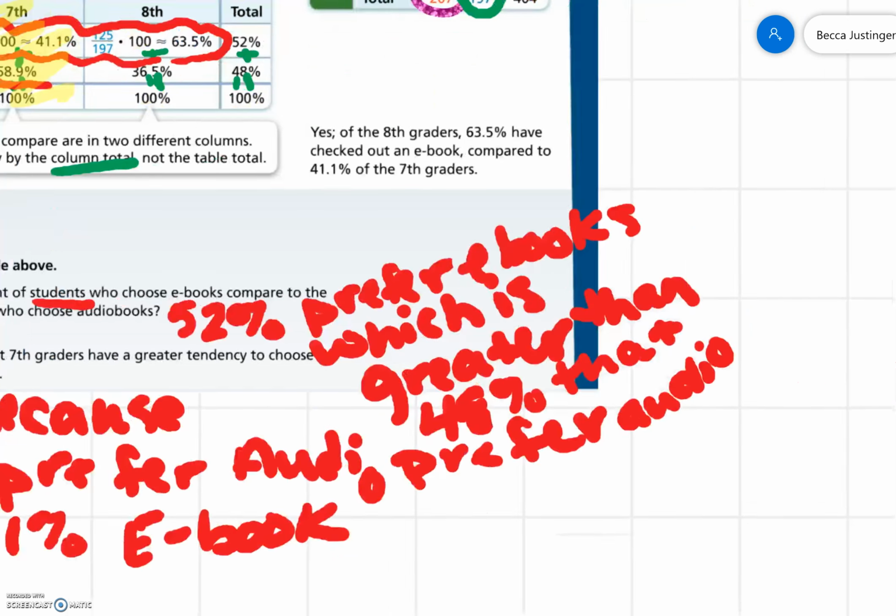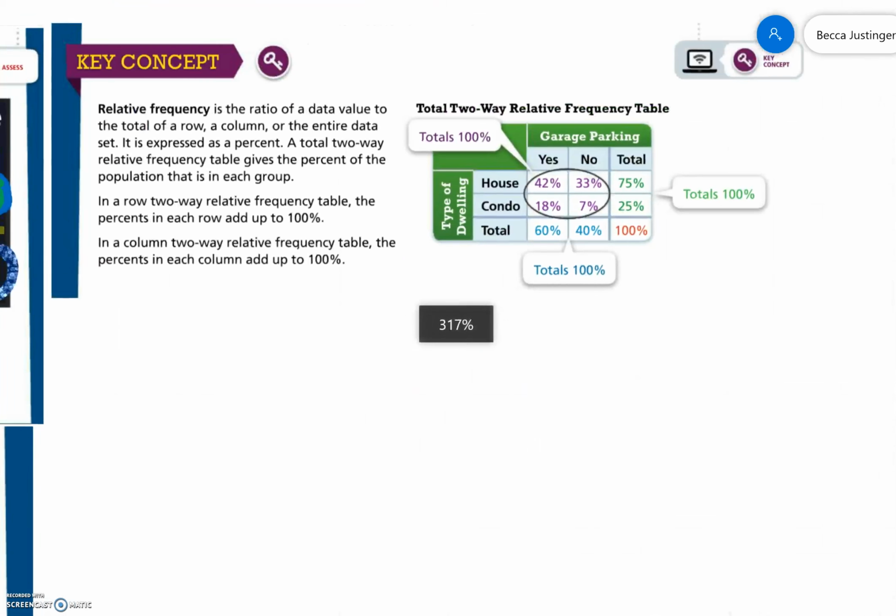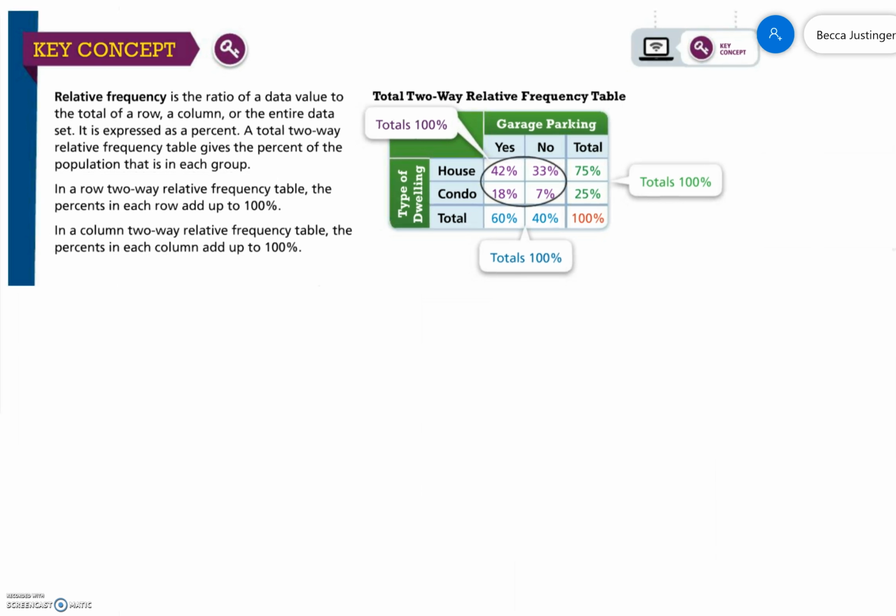All right, key concept on the next page. Relative frequency is the ratio, so part over whole, of a data value to the total of a row, a column, or the entire data set. It is expressed as a percent. So relative frequency, oops, I didn't mean to block that out. Relative frequency, think percent. A total two-way relative frequency table gives the percent of the population that is in each group. In a row two-way relative frequency, the percents in each row add up to 100. In a column two-way frequency table, the percents in each column add up to 100.